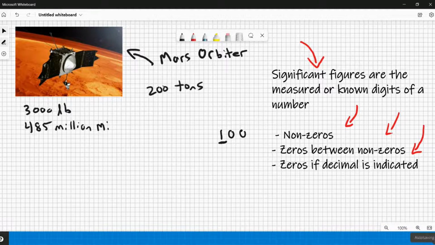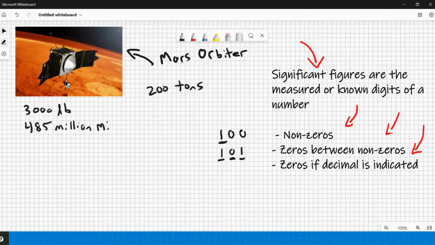Zeros between non-zeros are also significant figures. So in another example, I might have the number 101. In this case, there's a 0, but because it's sandwiched between two non-zero numbers, the 1s in this case, we know that this is a known or measured value rather than just a 0 that's being used as a placeholder. In this example, we have 3 significant figures.